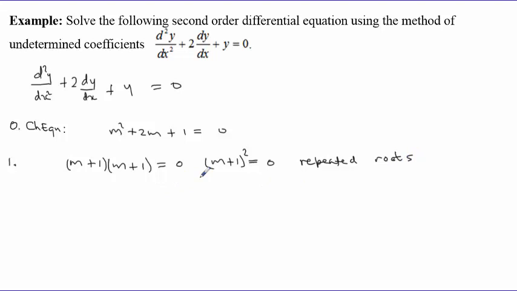Repeated roots. What do you mean? Basically we're going to say m plus 1 is equal to 0. But because the two factors are of the same nature, I will say it twice. Meaning the factor is repeated, so the root is repeated. So what we're going to have here is m equal to minus 1, actually twice, to maintain that.